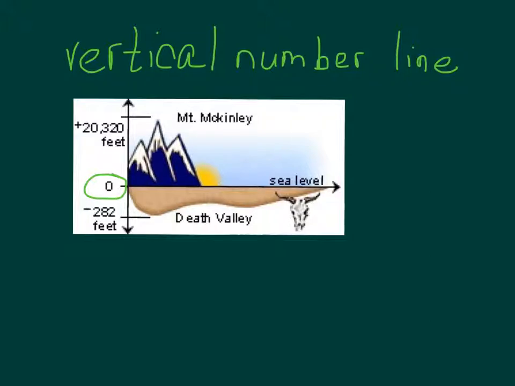So that's very low. It's like a big hole in the ground. So all of this is negative. Okay, it's all below sea level. Now up above here, we see Mount McKinley. When you're looking at a picture like this, make sure that you note your numbers correctly. If someone asks you, what is the height of Death Valley? Make sure you put a negative in front of that to show someone that that's -282 feet, or 282 feet below sea level.